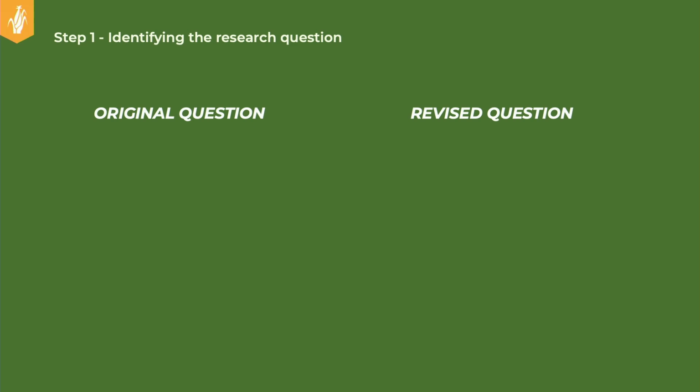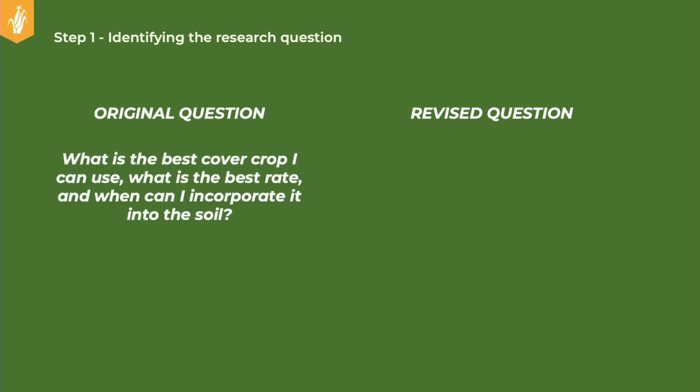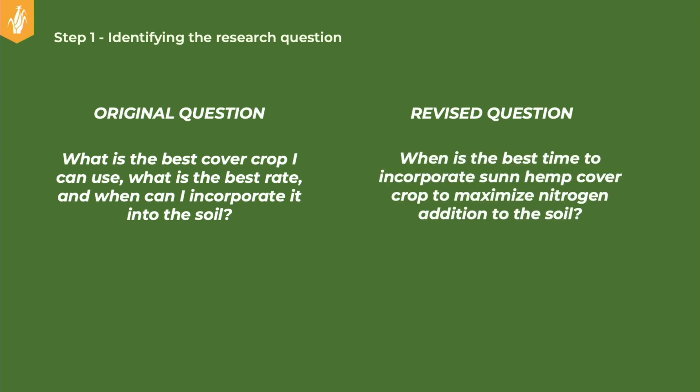So just as an example, we're farmers, we might have questions like this. What's the best cover crop that I can use? And what's the rate that I should use? And when should I till it into the soil to get the maximum nitrogen? Or when should I incorporate it into the soil? Those are all great questions, good farming questions, but they're not necessarily a good research question. So you could revise that and say, when's the best time to incorporate sun hemp to maximize nitrogen? That's a specific question to sun hemp, and it's got something measurable, the nitrogen.